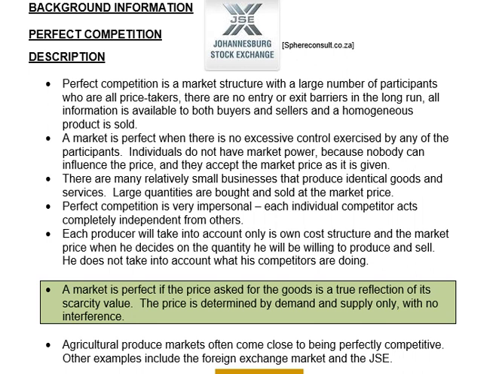When is a market perfect? A market is perfect when there is no excessive control exercised by any one of the participants. In other words, your individual producers and individual consumers do not have market power because nobody can influence the price. This is very, very important. It is a characteristic that is unique to the perfect market. All buyers and all sellers in the perfect market are price takers.